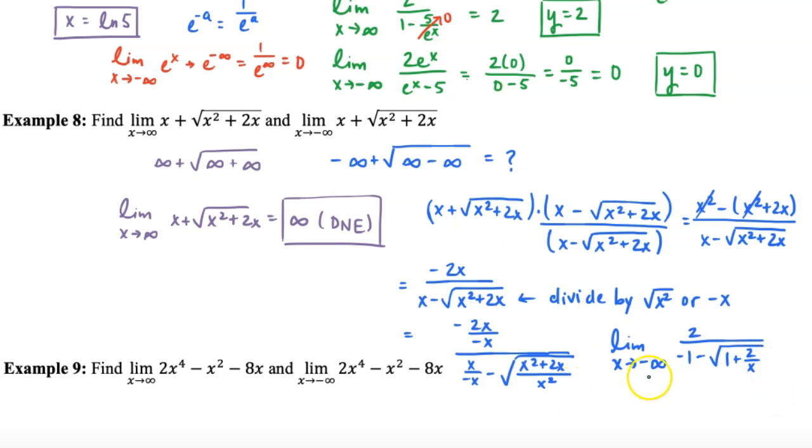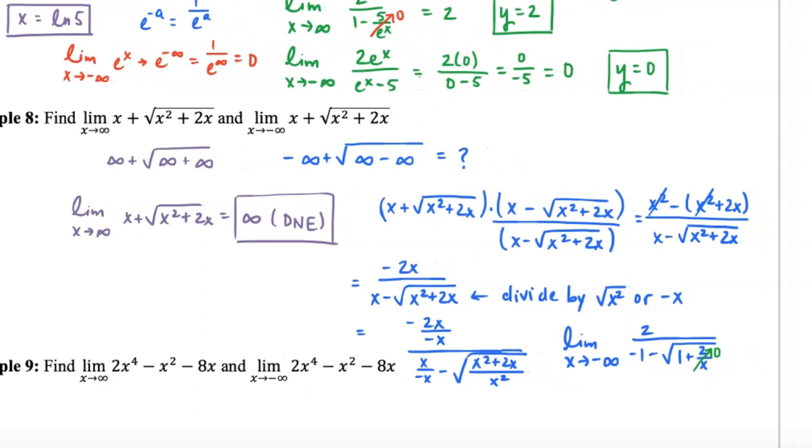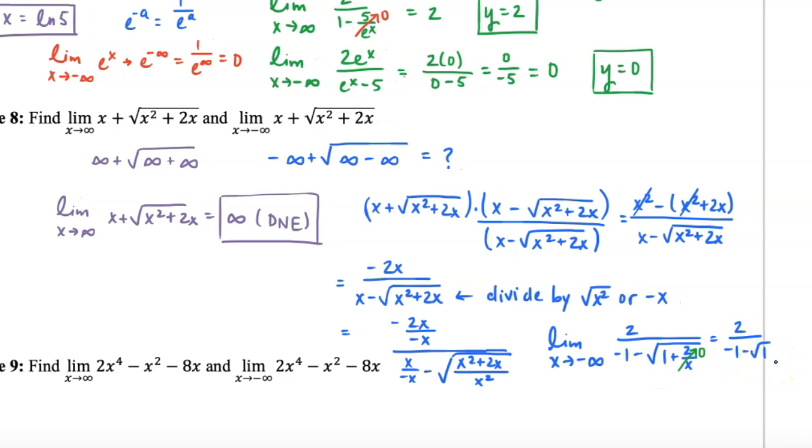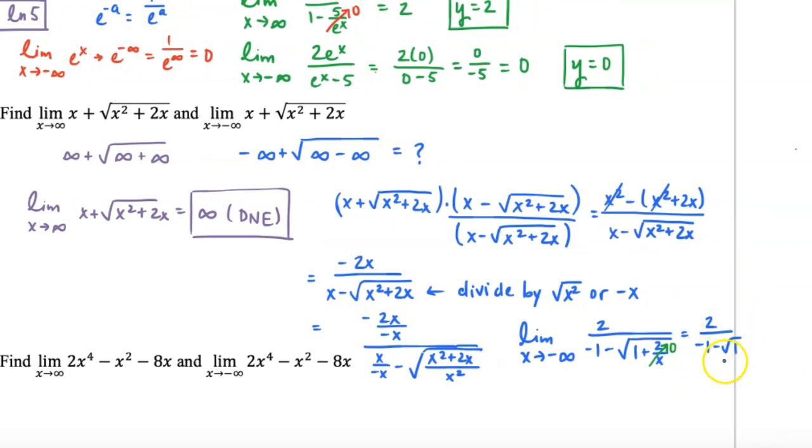I know when x gets really, really large, even if it's in the negative direction, this 2 over x is going to approach 0. And so what am I left with? I'm left with 2 divided by negative 1 minus the square root of 1. The square root of 1 is just 1, and negative 1 minus 1 is negative 2. And so this is going to give me 2 over negative 2, or just negative 1.